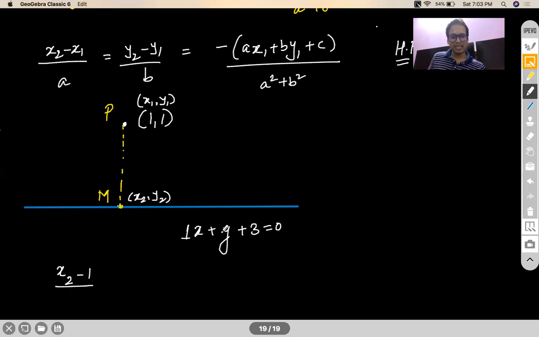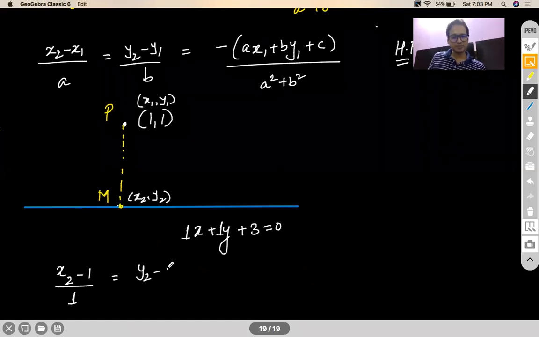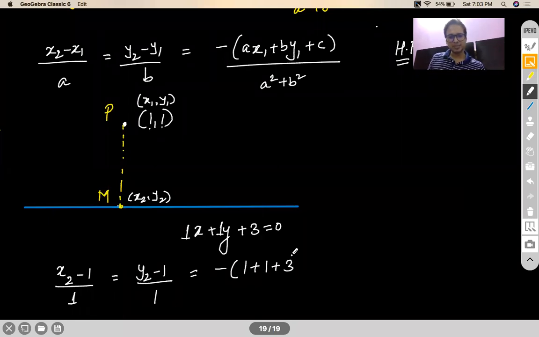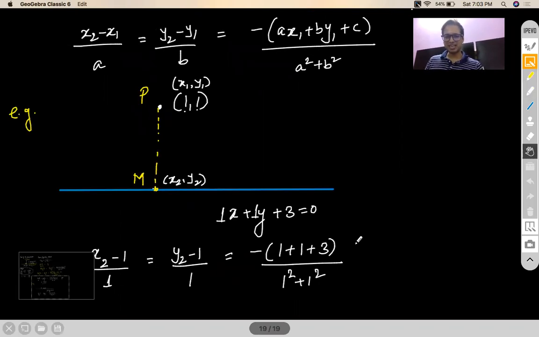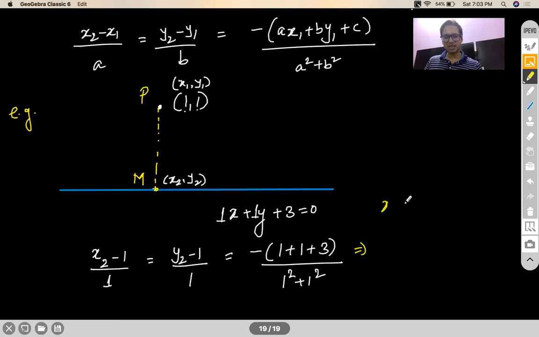Remember, A here is the coefficient of x in the line, which is 1. Then y2 minus 1 by B, B is also 1, equals negative of, you have to put this point over here. So when you put this point, you get 1 plus 1 plus 3 by A square B square. A square plus B square is 1 square plus 1 square, correct? So from here, you directly jump to the result.